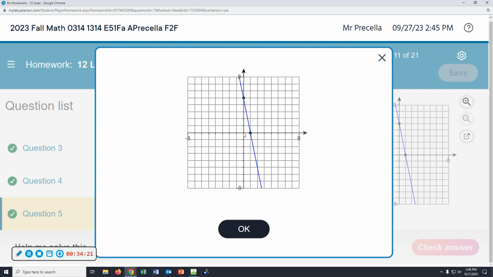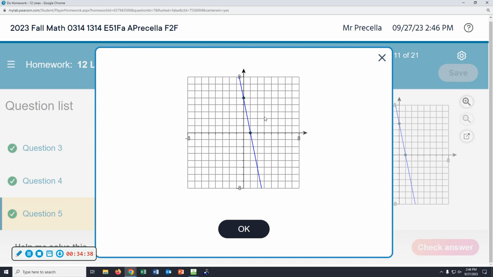Y'all see where I have the little pointer? So I have a rise of negative 5. What will my run be? I'm moving in the positive direction, so I'm moving 1 unit in the positive direction. Negative 5 over positive 1 gives me a negative 5.